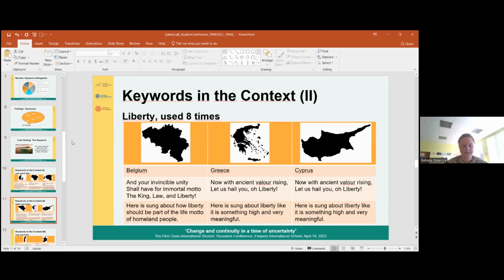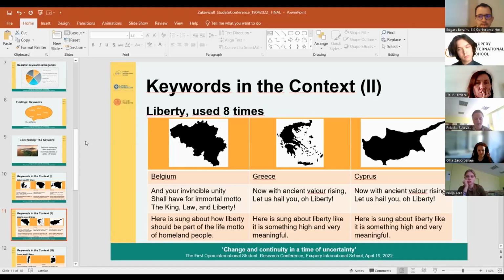Next keyword is liberty, and it is used 8 times. This word is in such country anthems as Belgium, Greece, and Cyprus. "And your invincible unity shall have for immortal motto the king, love, and liberty." Here is sung about how liberty should be part of life motto of homeland people. Greece and Cyprus have the same anthem. "Now, with Asian volume rising, let us hail you, O liberty." Here is sung about liberty like it is something high and very meaningful, as it is.